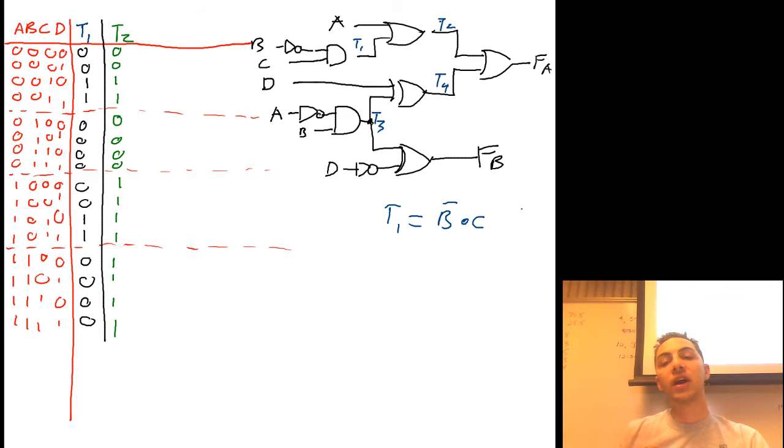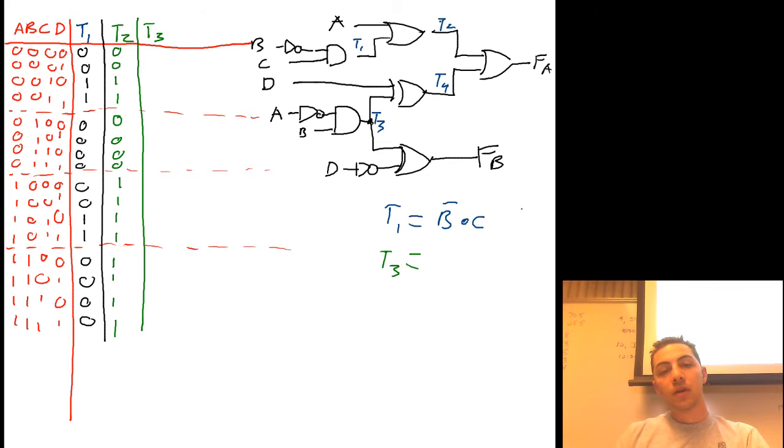Now, it'd be nice if right now I could calculate FA, but I can't, because in order to know FA, I have to calculate T4. And in order to calculate T4, I need to know T3. So let's deal with T3. T3 is equal to A naught and B.